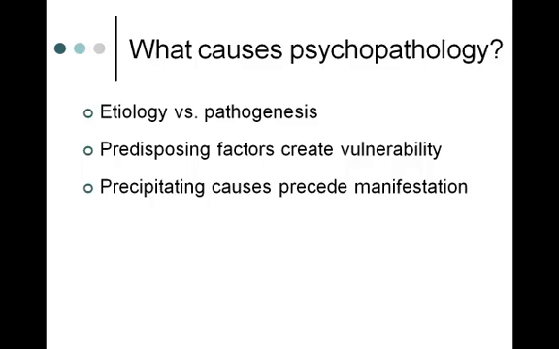And in addition to predisposing factors and precipitating causes, we also have risk factors. Risk factors might be predisposing factors, they might be precipitating causes, but they also might be things that have really no causal relationship with the pathology. So a risk factor might be something that simply is correlated with the pathology, but isn't related in a causal way.